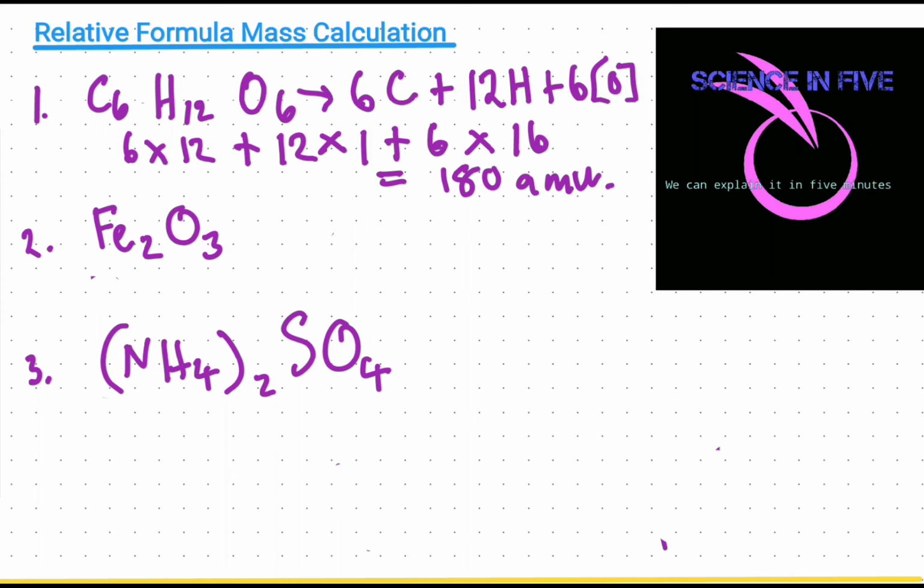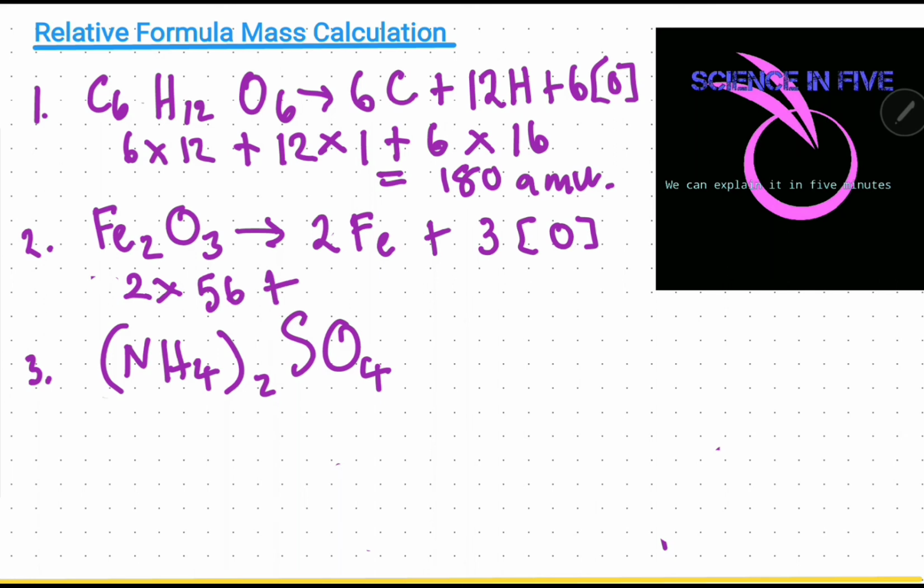Okay? Number 2, there are 2 iron atoms, Fe, and there are 3 oxygens. Each iron atom, according to the periodic table, is 56. Each oxygen we know is 16. And this gives me a total of 160 AMU, atomic mass units. Number 3, a little bit tricky.